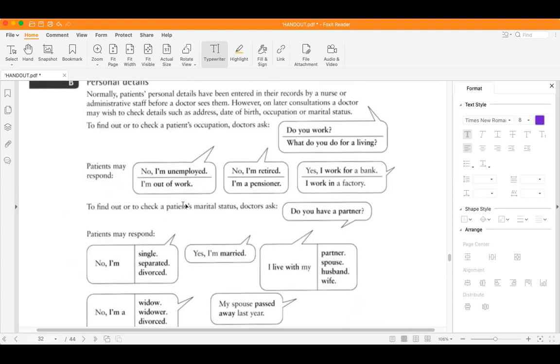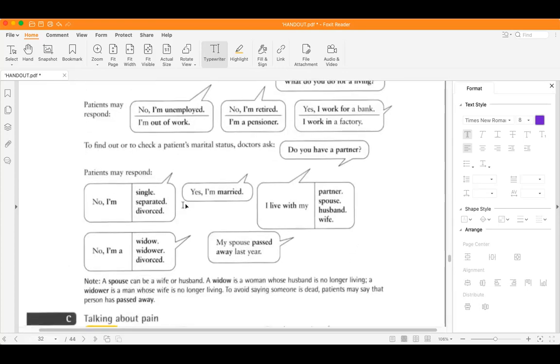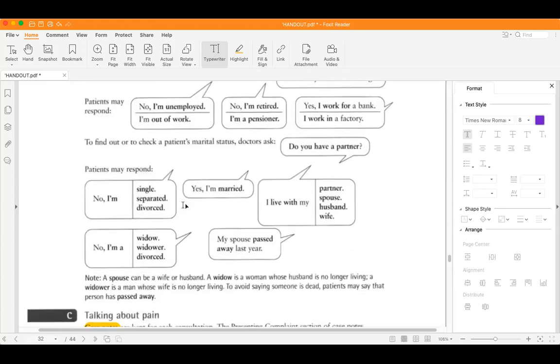To find out or check a patient's marital status, we ask, do you have a partner? Or, for example, are you married? And the answers are: no, I'm single, separated, divorced; yes, I'm married, all right? No, I'm a widow. Widow means a woman whose husband has died. Widower is a man whose wife has died. I'm divorced.